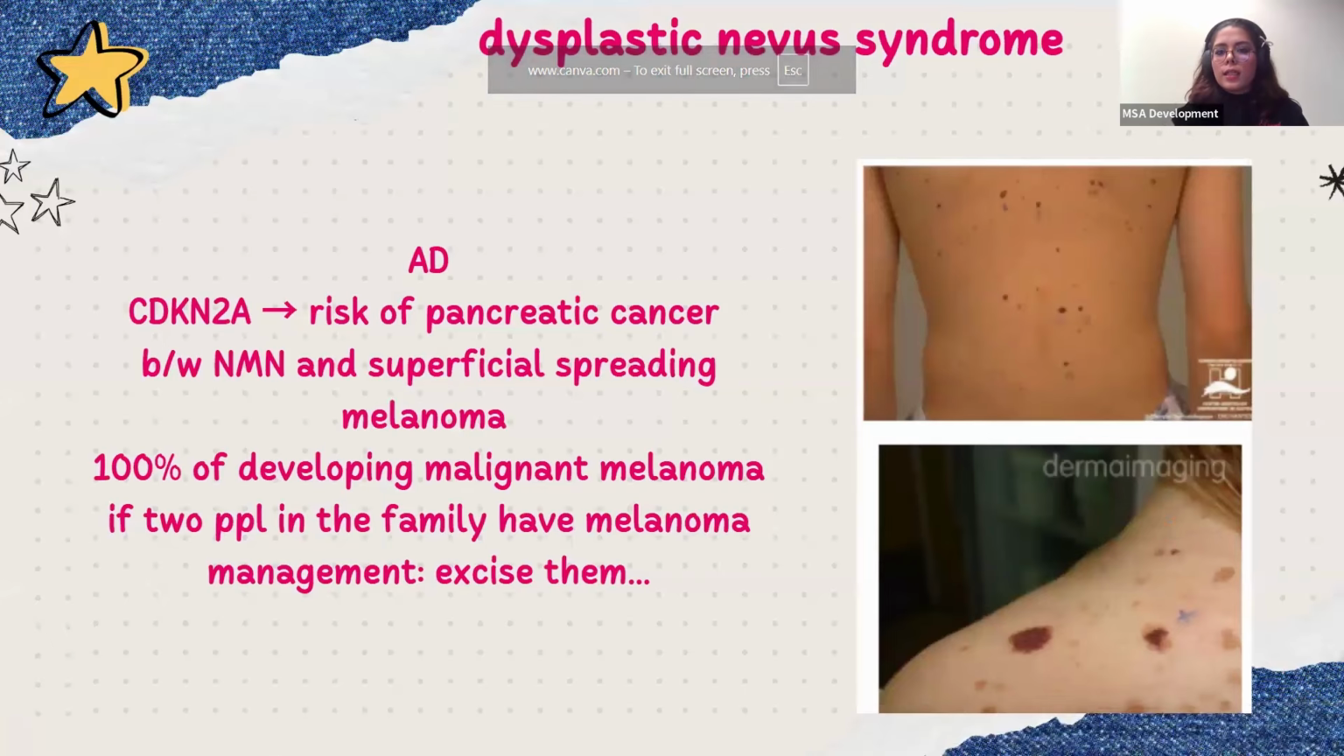You have something called dysplastic nevus syndrome, and it's basically a bunch of dysplastic nevi scattered all over the body. It's an autosomal disease. Okay, the mutation is CDKN2A, and there's a 100% chance of developing malignant melanoma if two people in the family have melanoma. Okay, like bloodline relatives, if they have it, they most likely will develop a malignant melanoma. The management for this disease is just to excise them, keep them under close observation, and they'll be fine.